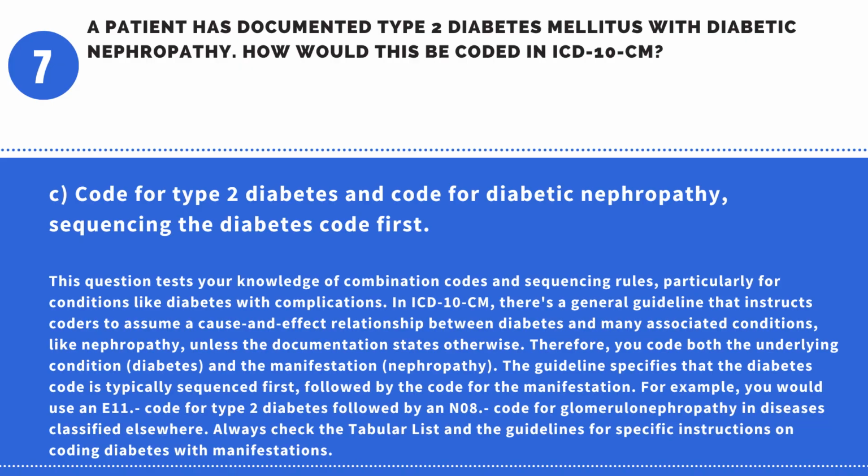Therefore, you code both the underlying condition, diabetes, and the manifestation, nephropathy. The guideline specifies that the diabetes code is typically sequenced first, followed by the code for the manifestation. For example, you would use an E11 code for type 2 diabetes followed by an N08 code for glomerular disorders in diseases classified elsewhere. Always check the tabular list and the guidelines for specific instructions on coding diabetes with manifestations.